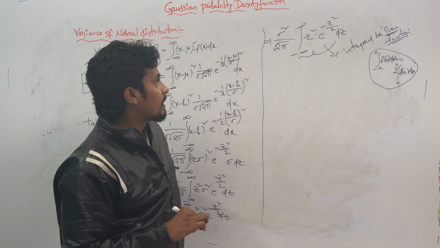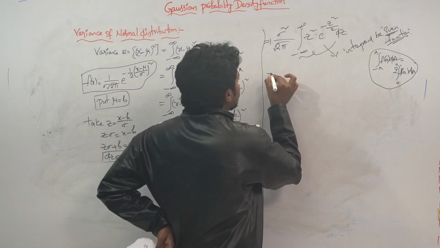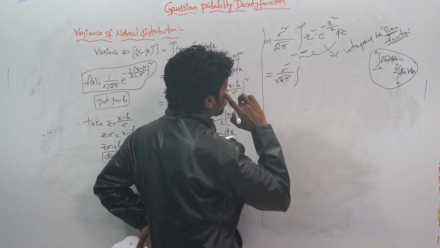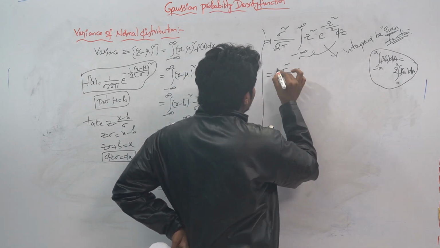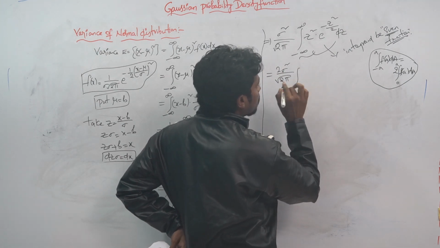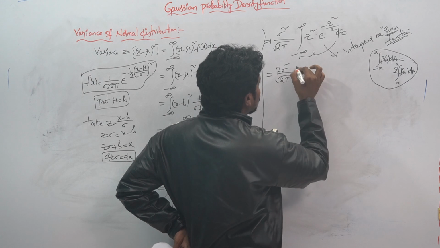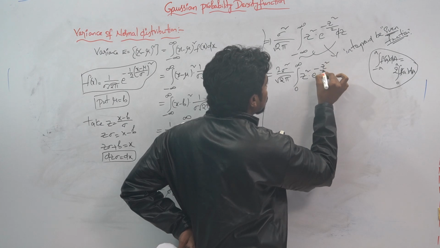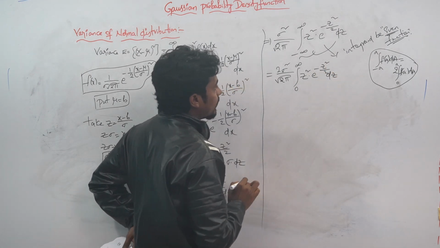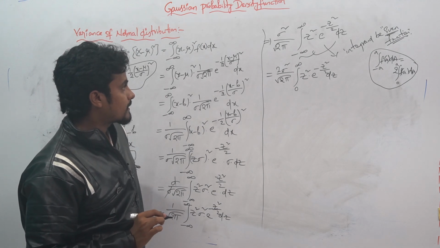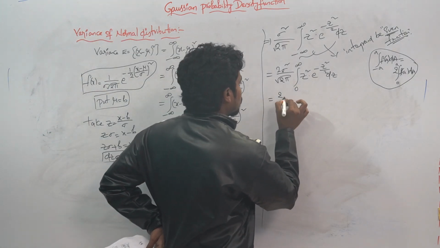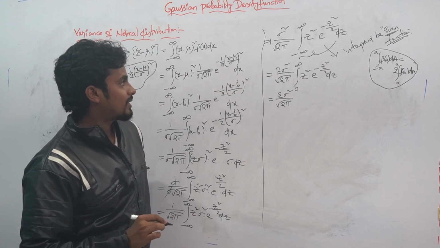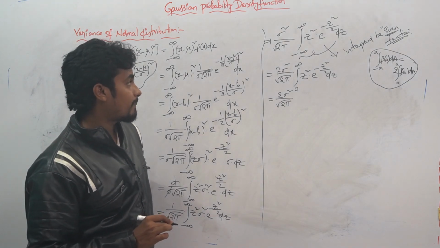Substitute this formula here. How much you get? That will be sigma square divided by root 2 pi, and with the 2, that will be 2 sigma square divided by root 2 pi, integration from 0 to infinity of z square into e power minus z square divided by 2 into dz. Next, how can you solve this? Put z square is equal to t. What will happen?